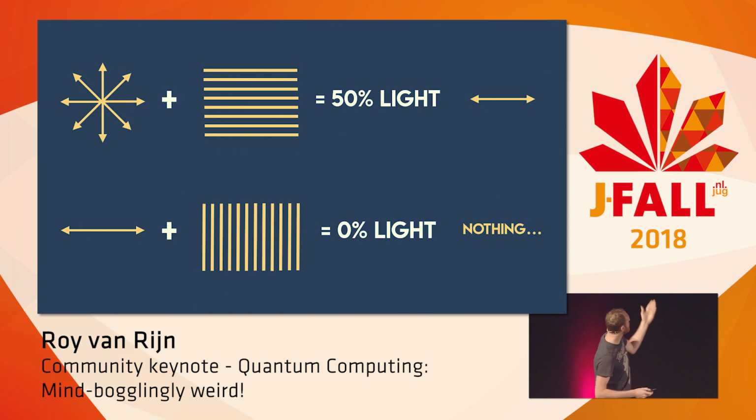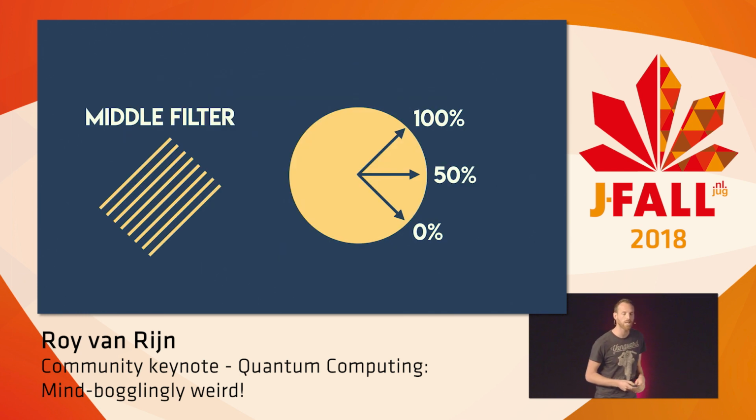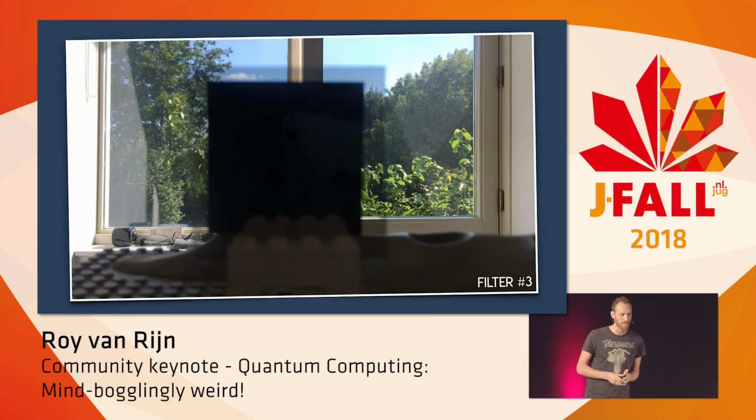So, first filter, it's randomly polarized, it goes through the filter, there's about 50% left. It's all horizontal now. If you have the second filter, no light will come through. It's black. So what happens if we add a filter in the middle, and we turn it 45 degrees, 45 degrees, I was correct. So now you get the following.